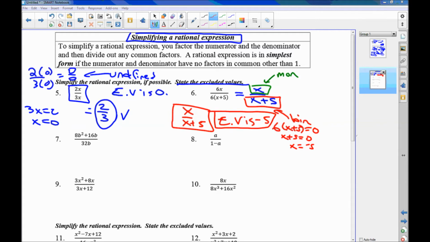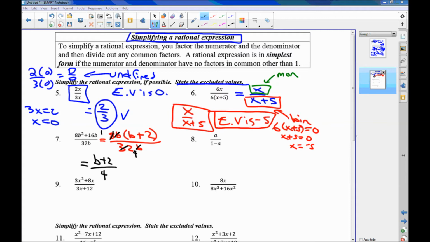All right, number 7, we have 8b squared plus 16b over 32b squared. So I'm going to factor the top here. There's a common factor of 8b left in there, and that leaves behind b plus 2. The bottom has 32b squared, that's a monomial, so it's already factored. Now, of the two monomials, we can cancel the b's out, and 8 over 32 will reduce to 1/4. So in simplified version, this is b plus 2 over 4.